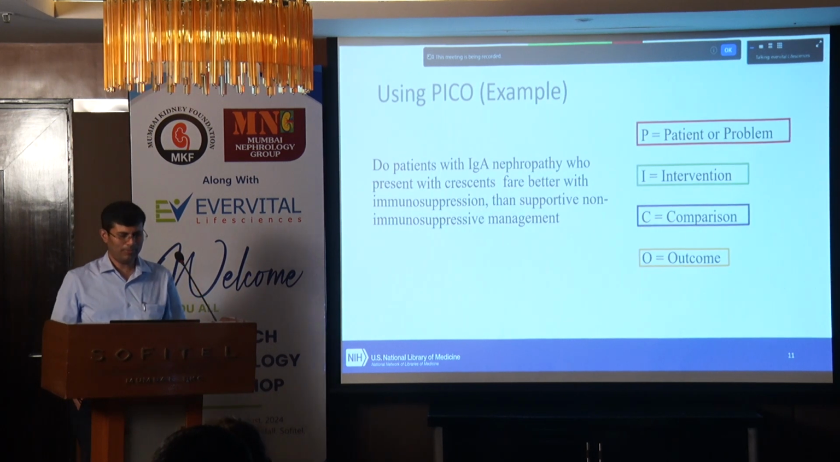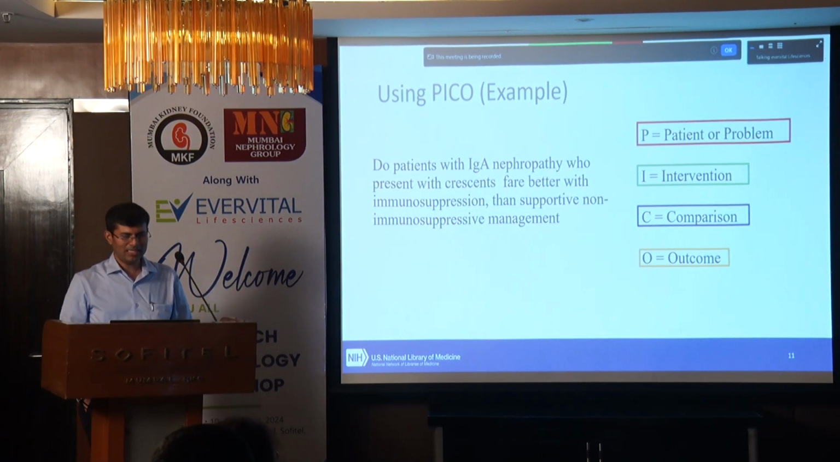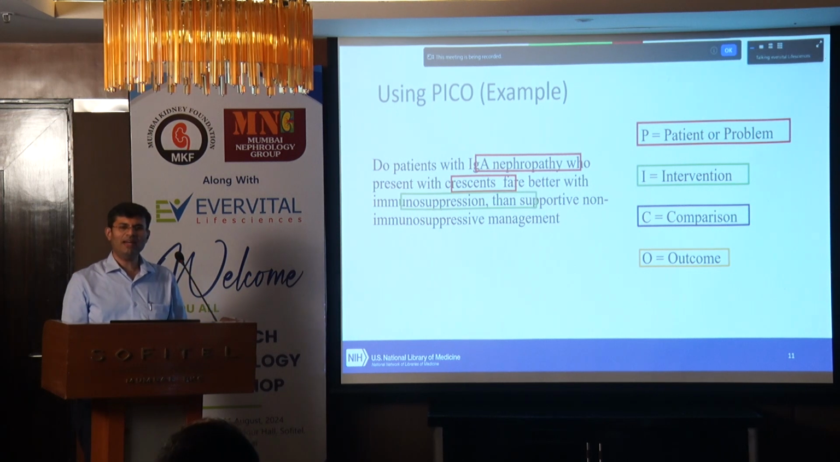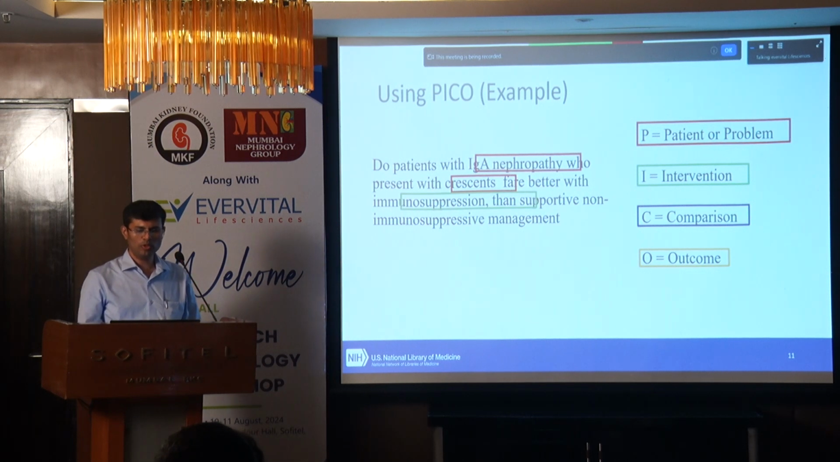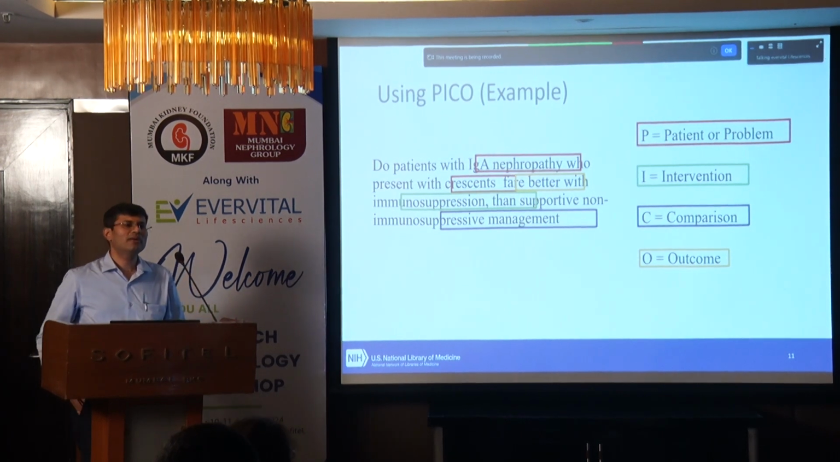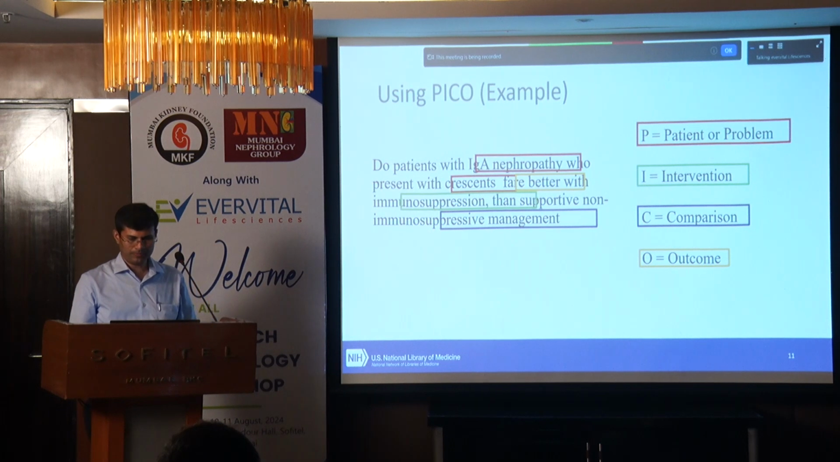I'll give you this example. The question in this case would be, do patients with IgA nephropathy who present with crescents fare better with immunosuppression than supportive non-immunosuppressive management? Here I am defining a patient population, that is IgA nephropathy with crescents. I am defining the intervention, that is immunosuppression. I have a comparison in mind, that is non-immunosuppressive management, and the outcome could be anything. Here I have written a vague outcome, but it could be partial remission, complete remission, or whatever.